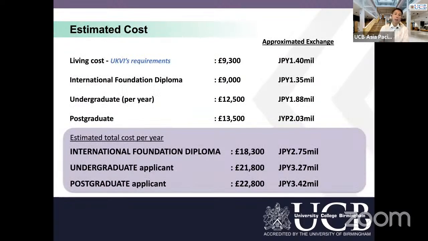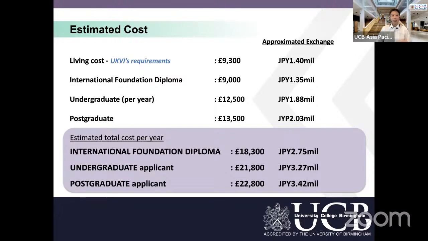Now for Japanese students, the living cost in the UK is based on the UKVI requirement. UCB is located outside London, so the estimation is £9,300. I put the yen by the side, but that is based on today's average exchange rate. The foundation program is 9,000, and the undergraduate is 12,000. So I've mentioned this.